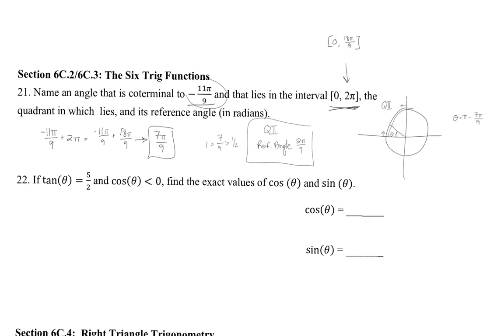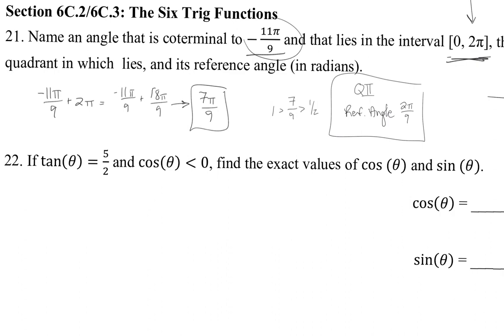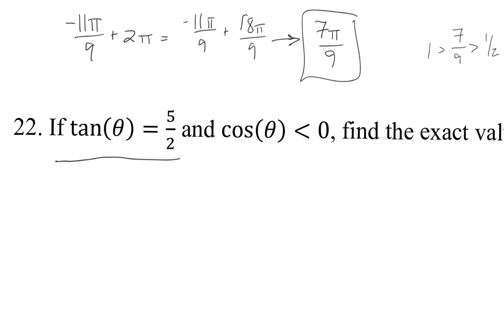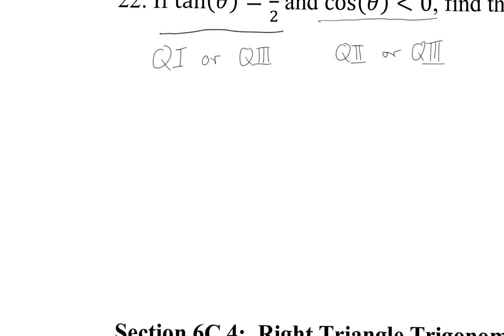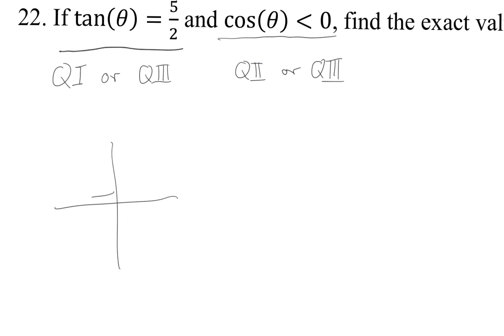Moving on to question number 22, we're given that tangent theta is equal to 5 over 2. Because tangent is positive, that means that our angle is going to be within the first quadrant or the third quadrant. And cosine theta is less than 0, which only happens in quadrant 2 or quadrant 3. And remember, that's just because cosine of theta is like our x value. X is only less than 0 in these two quadrants. So by process of elimination, we know that our angle is in quadrant 3.